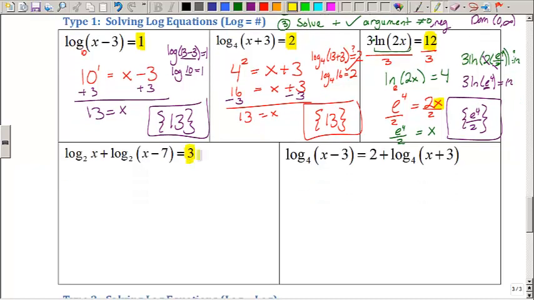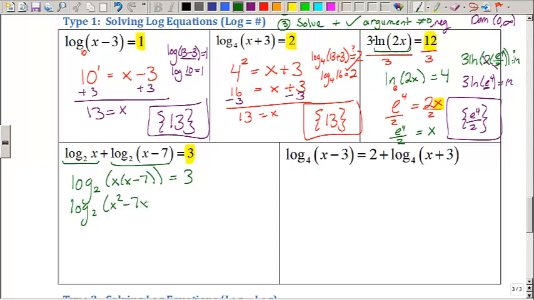So this is of the form log equals number. Although step 1 tells me that I need to condense down to a single logarithm, and I have 2 logarithms at the moment. So to condense the 2 logs, I'm going to use the product rule, which gives me log base 2 of x times x minus 7 equals 3. And we could have actually distributed that to get x squared minus 7x.